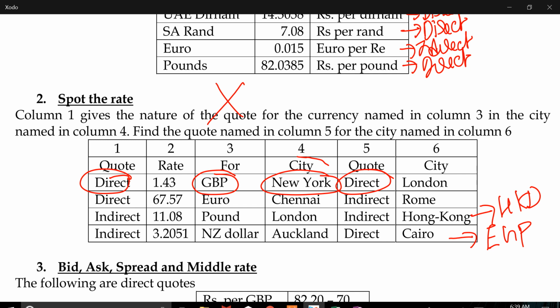So ignore column 3. Indirect quote in London. What is an indirect quote in London? You understand it. Indirect quote in Auckland. What is an indirect quote in Auckland? You understand it. So obviously you need to know the currency for Auckland and the currency for Cairo. One currency they are helping you out with, the second currency you have to do on your own.